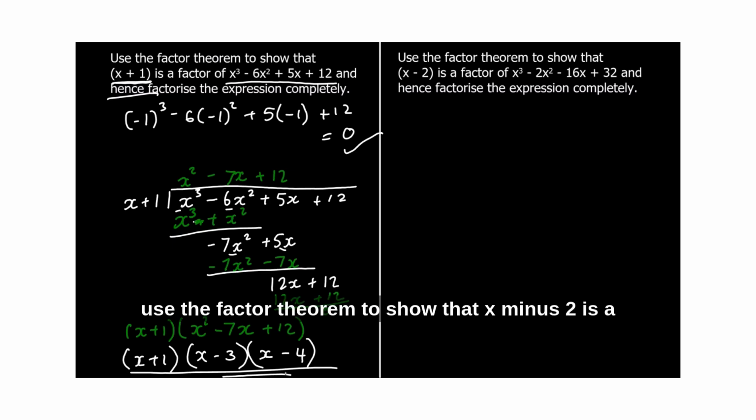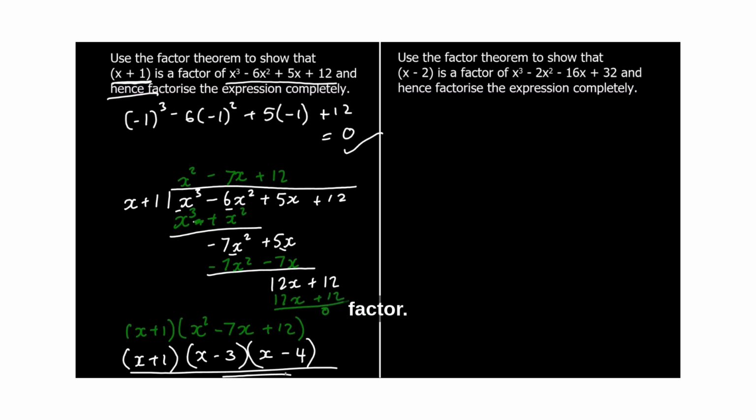So firstly, use the factor theorem to show that x minus 2 is a factor. To do that, we substitute in 2, and it is a factor if it gives us an answer of 0. So substitute in 2 first.